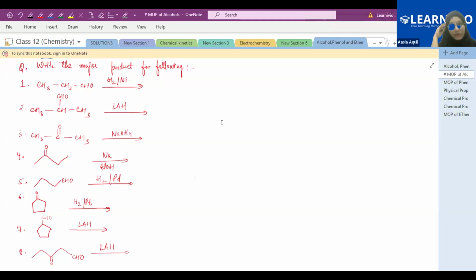Catalytic hydrogenation of your propanol will give you which product? Jupiter. Yes, ma'am. I had not completed that, sir. Okay, do the first one. First one, how will you reduce this aldehyde group?